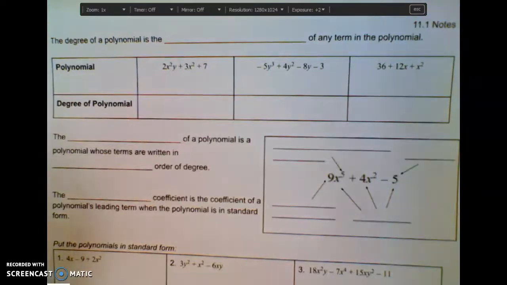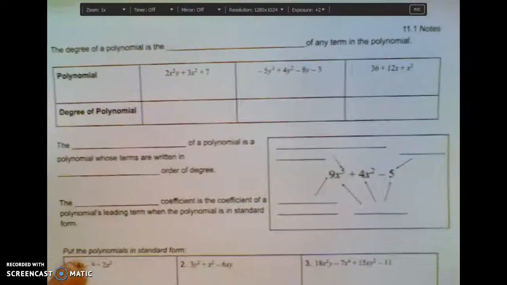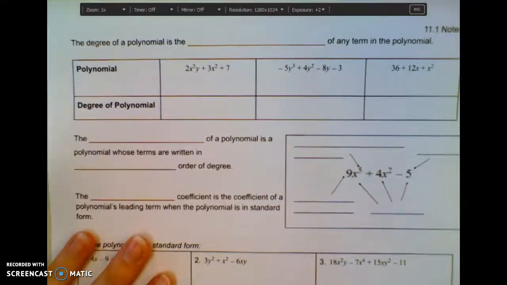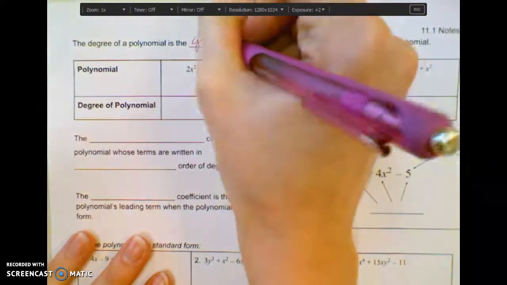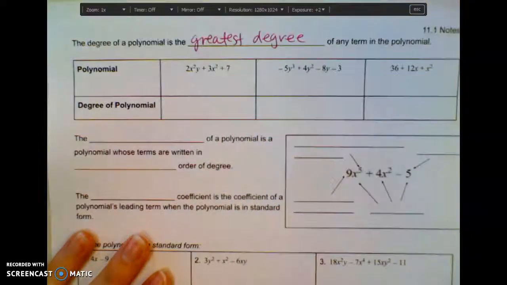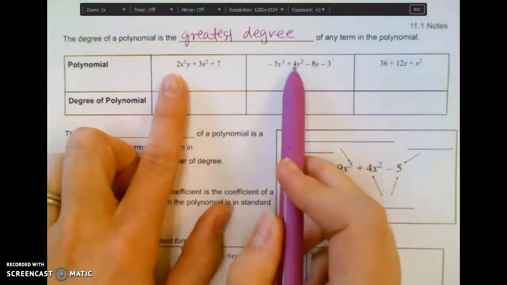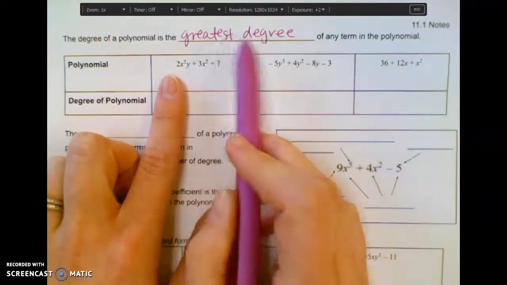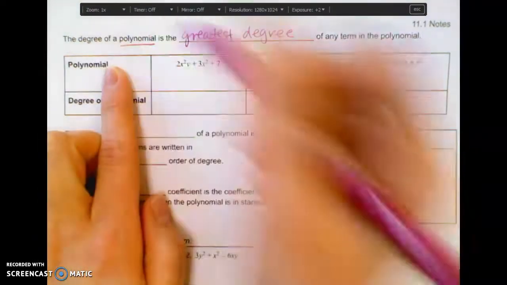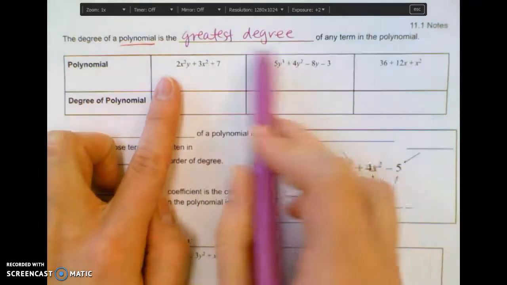All right, we're on the back of the notes now. We are going to look at the degree of a polynomial. So the degree of a polynomial is the greatest degree of any term in the polynomial. So here we have polynomials. What we have to do to find the degree of the entire polynomial is find the degree of each piece and then just take the greatest one.